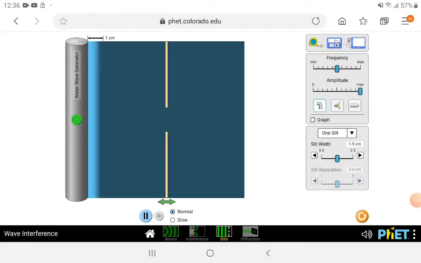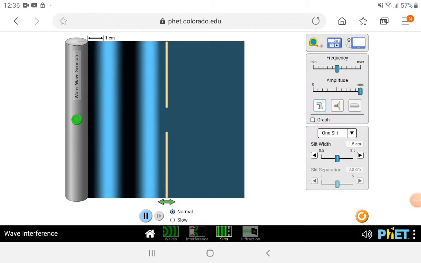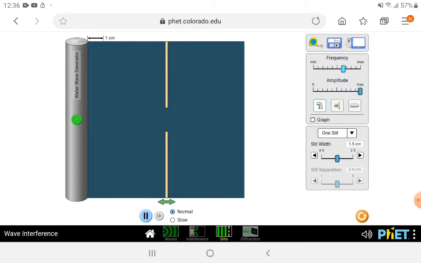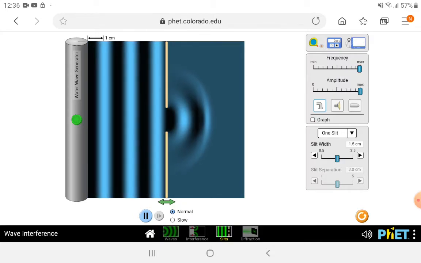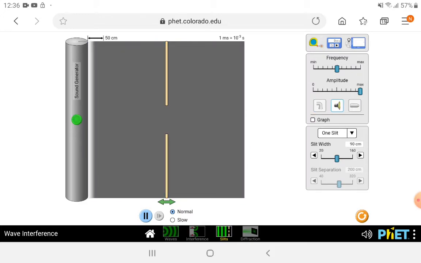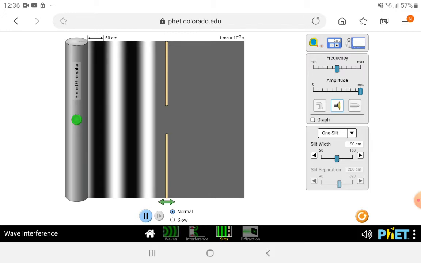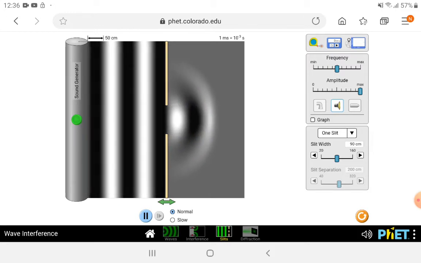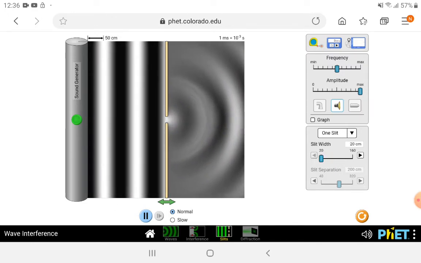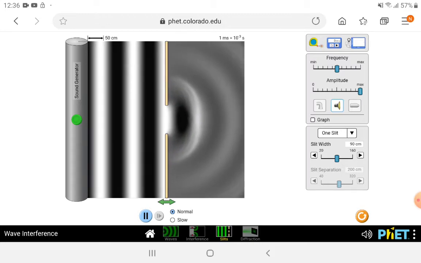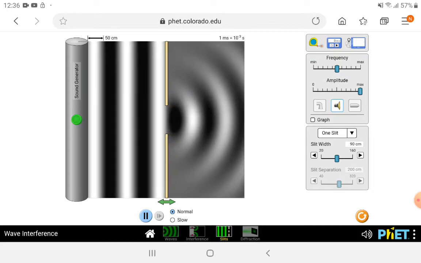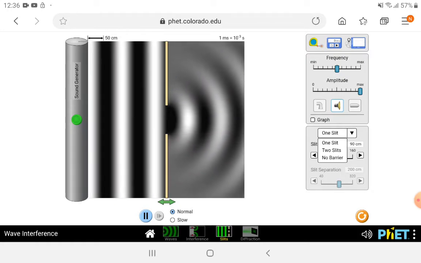Oh, okay. It's working. What do we see? We get bending. Again, close and look at that. We get more rounding. Okay. Now, what will happen if we have two slits? And that's interesting.